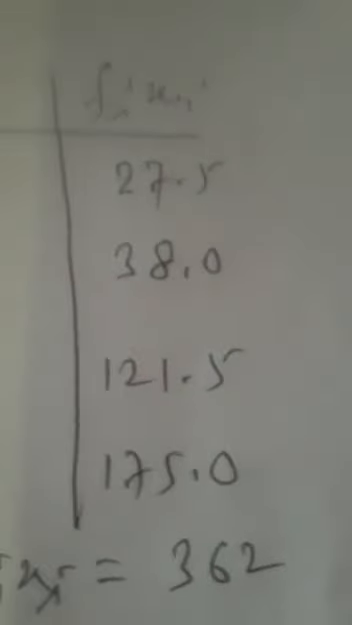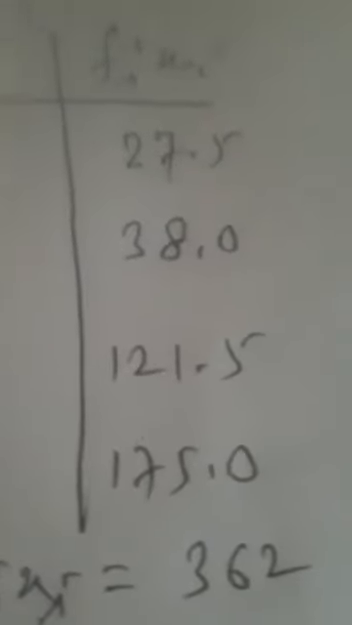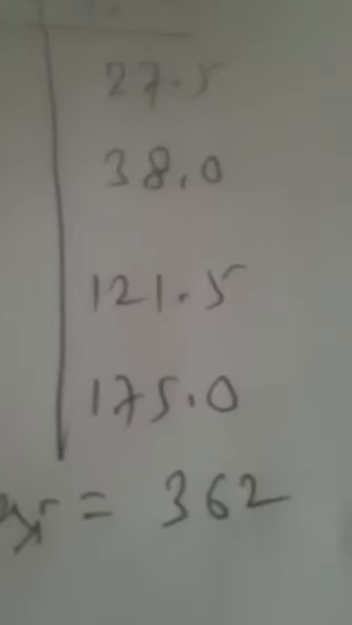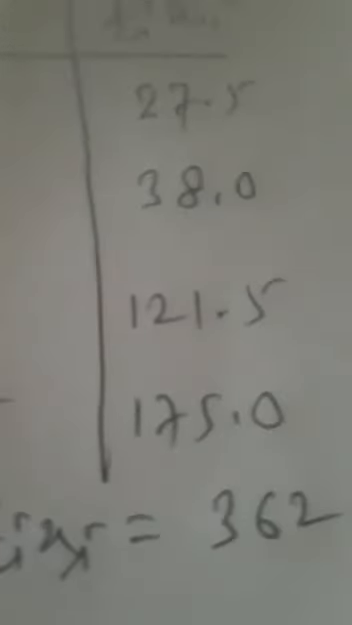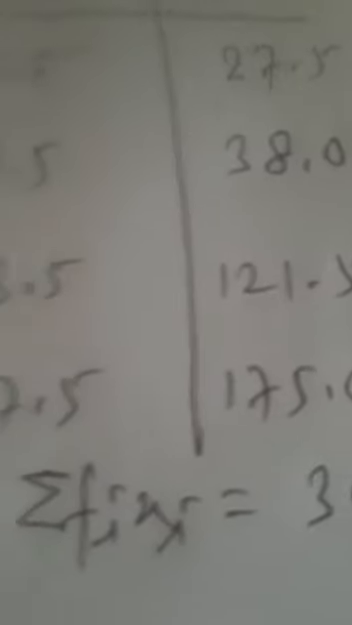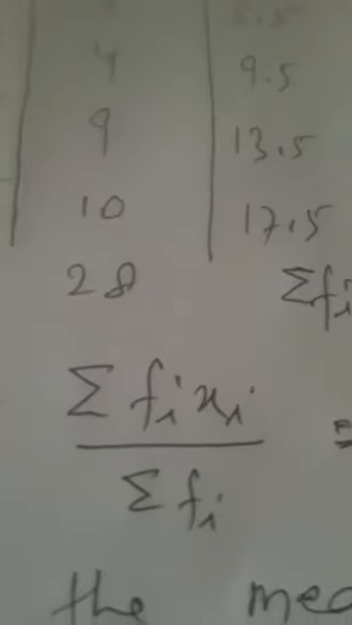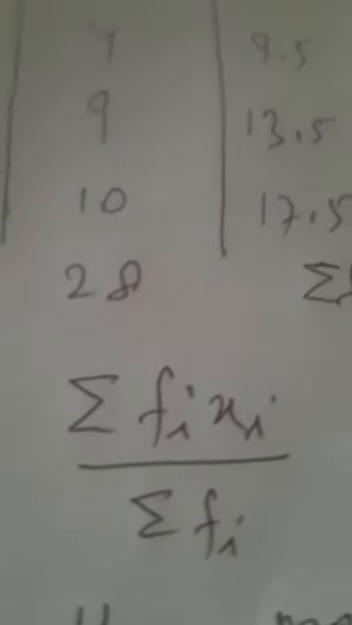When we multiply 5 by 5.5, we get 27.5. When we multiply 4 by 9.5, we get 38.0. When we multiply 9 by 13.5, we get 121.5. And when we multiply 10 by 17.5, we get 175.0. Now we know the formula to find the mean, that is x bar is equal to summation fi xi divided by summation fi.